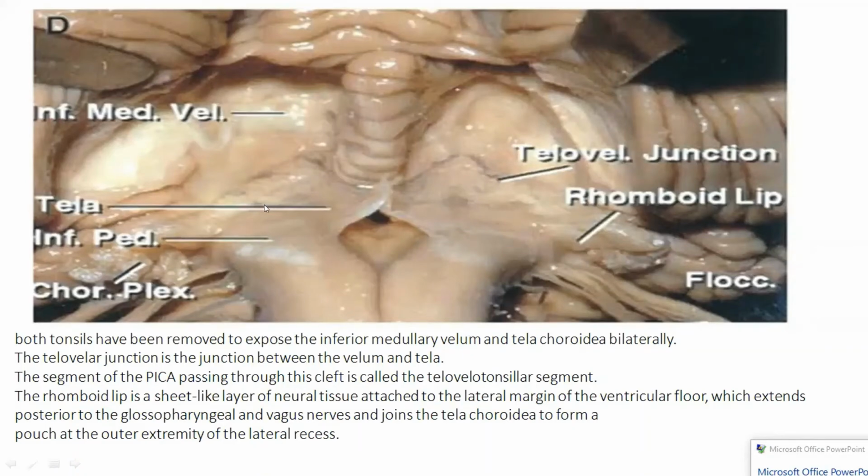Now in this deeper dissection, both the tonsils have been removed. This exposes the inferior medullary vellum even more clearly on both sides. This is a thin sheet of the inferior medullary vellum that is arising on the nodule, which is ahead of the uvula, and then it is extending laterally, and then it blends with the floccular lobe of the cerebellum. The telovelar junction is actually the junction between the inferior medullary vellum and the tela choroidea. So this is the tela choroidea here, and this is the inferior medullary vellum. In between these two is the telovelar junction, through which we approach via the telovelar approach to the different tumors.